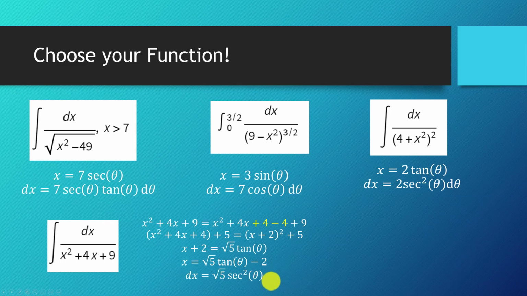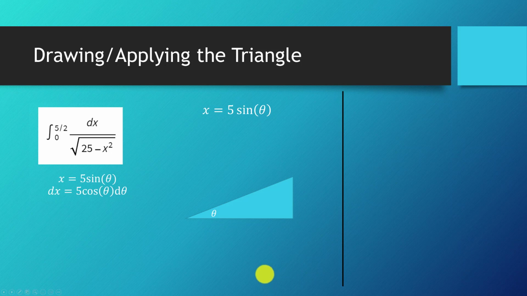Shame on me. Okay, let's do a couple examples of drawing and applying the triangle. So here I'm just taking some of the examples we did before. We already know the substitution we're going to make is x equals 5 sine theta. Let's rewrite that as sine theta equals x over 5. And we know by the definition of sine, it's the opposite side over the hypotenuse of a right triangle.